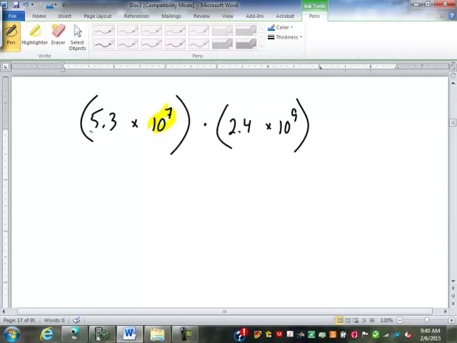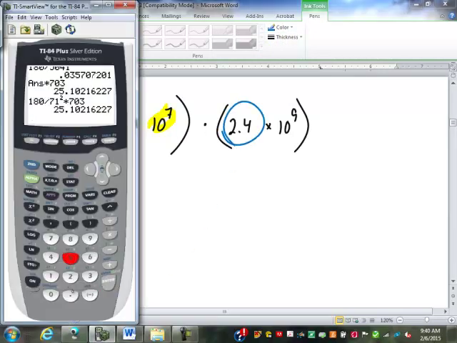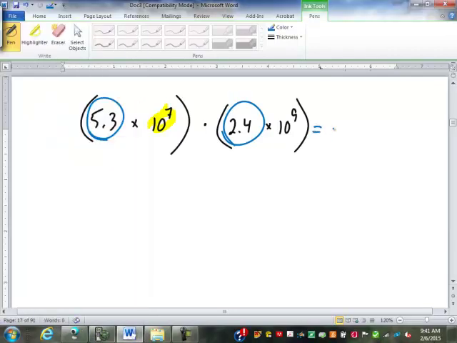So we would start out combining the counts. 5.3 times 2.4 makes 12.72. And we're multiplying, not adding. So 12.72 times, now here's where those powers come in. 10 to the 7th times 10 to the 9th. What are we going to do with the powers when we multiply? Add them.